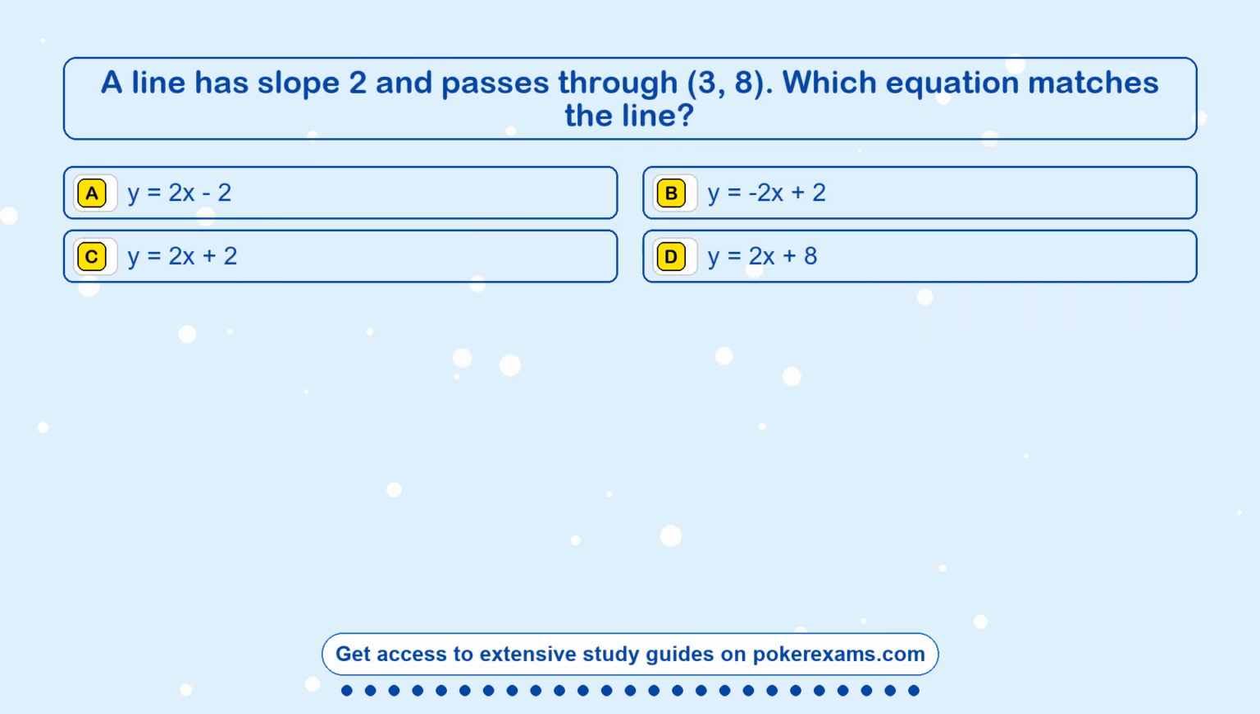Question 14. A line has slope 2 and passes through 3, 8. Which equation matches the line? Option A, y equals 2x minus 2. Option B, y equals -2x plus 2. Option C, y equals 2x plus 2. Option D, y equals 2x plus 8.